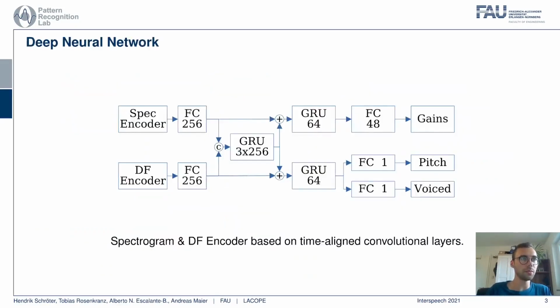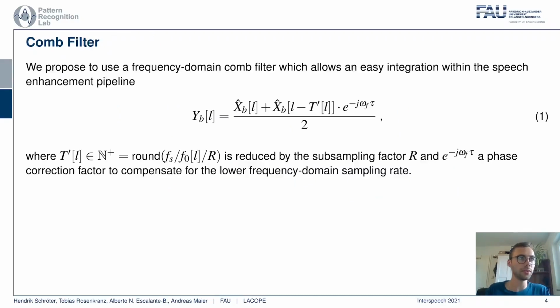This is our neural network. We have two separate encoders for the spectrogram features and for the difference function pitch features. These are both based on time-aligned convolutions, so they don't introduce any more latency. Then this is both fed into several GRUs, and on the decoder side we have our estimated gains, the pitch and the voice probability.